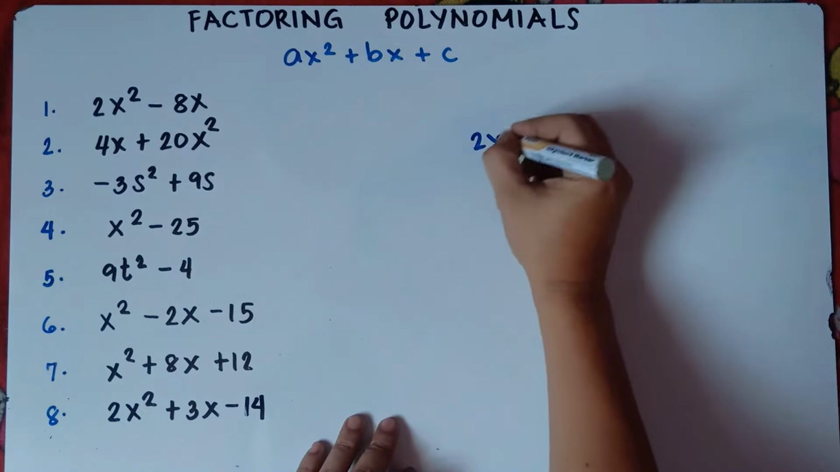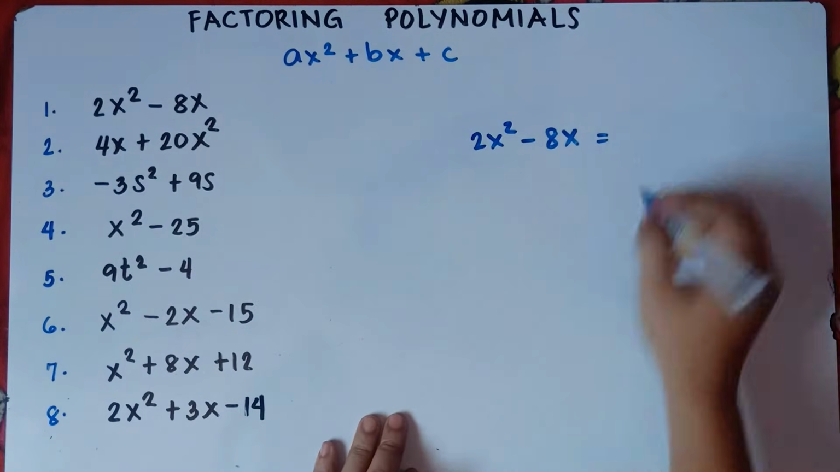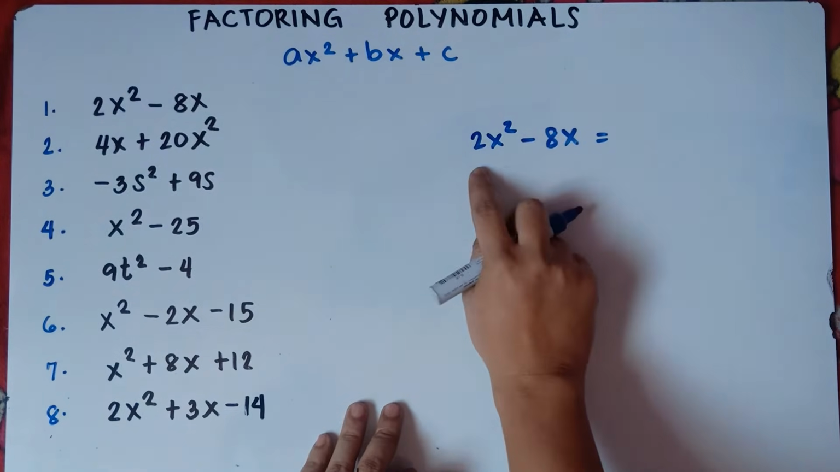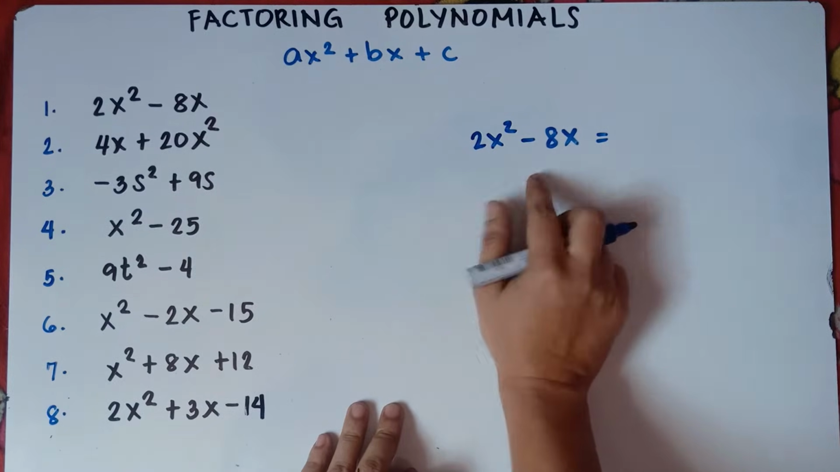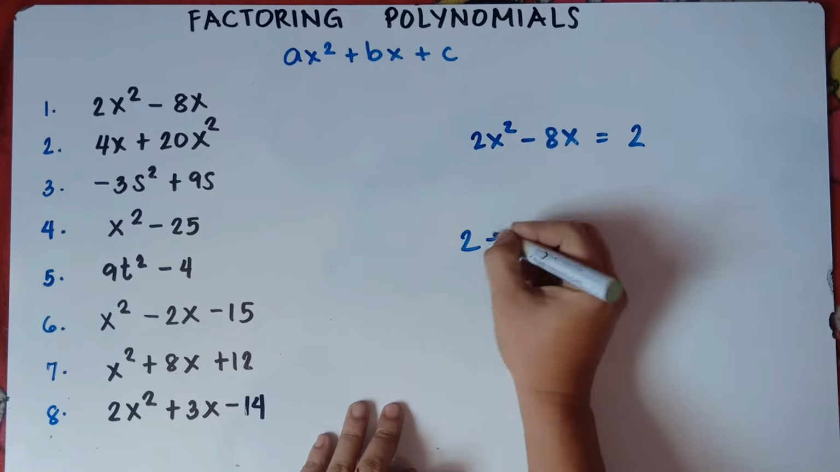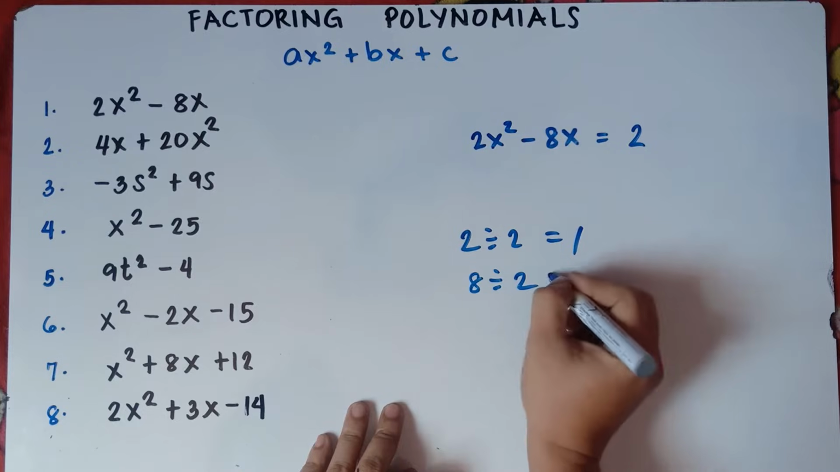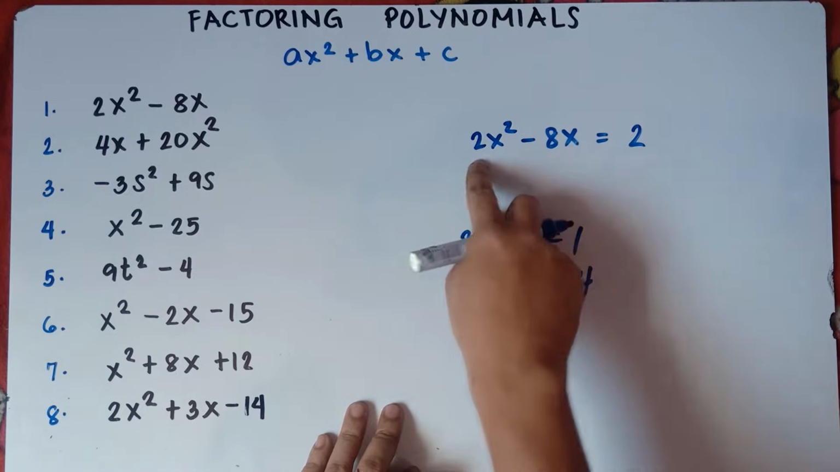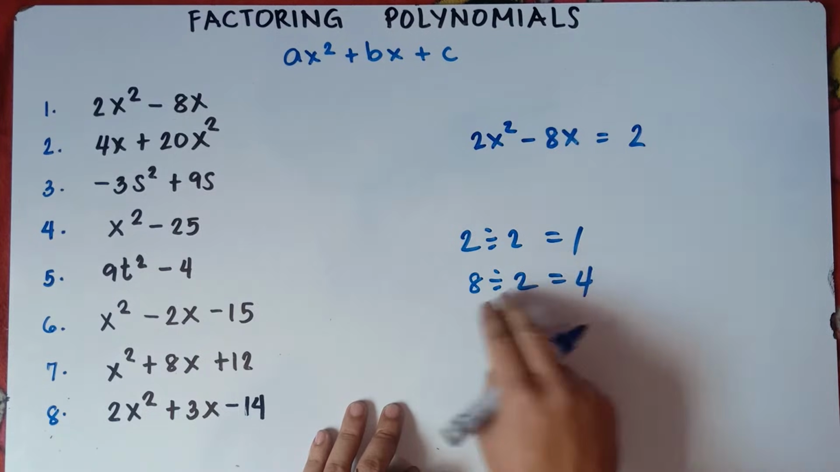So 2x squared minus 8x. To factor this out, you think of a number that you can divide 2 and 8 by, the greatest common factor. That would be 2, right? Because 2 divided by 2 is 1, and 8 divided by 2 is 4. So the GCF of 2 and 8 would be 2.